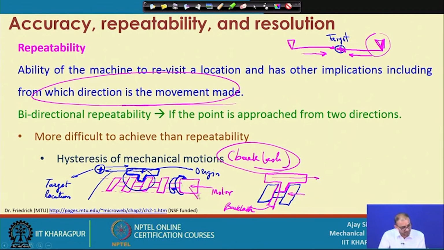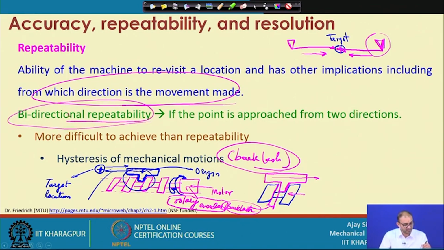And suppose you have added a rotary encoder here for getting feedback. When the motor rotates, your rotary encoder will tell you that your motor has rotated, so your table has moved from this location to this location, but actually your table has not moved in that direction. So, because of the backlash, your rotary encoder will calculate the wrong position, and because of that you end up drilling or doing machining at the wrong place. So, this is the problem of bidirectional repeatability.